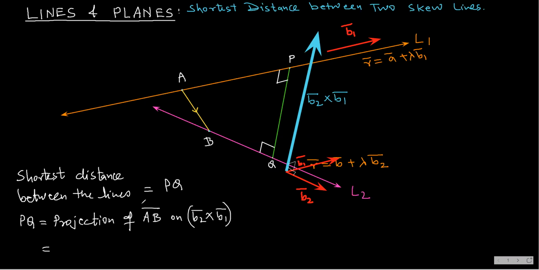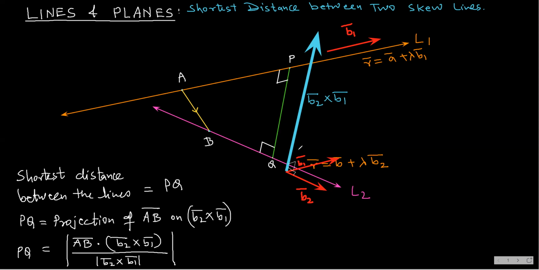Now we know the formula for projection of one vector over the other vector. What it will be? PQ is AB bar dot B2 bar cross B1 bar upon mod of B2 bar cross B1 bar, and then mod of complete, because it is length, so it has to be positive, it has to be non-negative. This is the shortest distance. Okay, so I hope you understand.